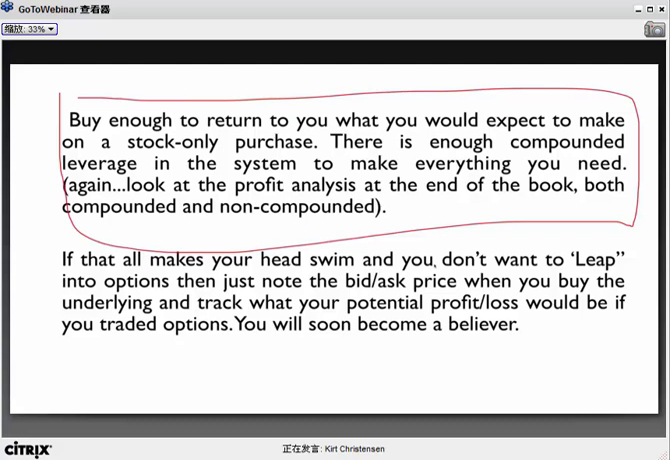If all this makes your head swim and you don't want to leap into options right now, just note the bid-ask price when you purchase your ETF and keep track of that. And sooner or later, you'll become a believer in the options side of it.